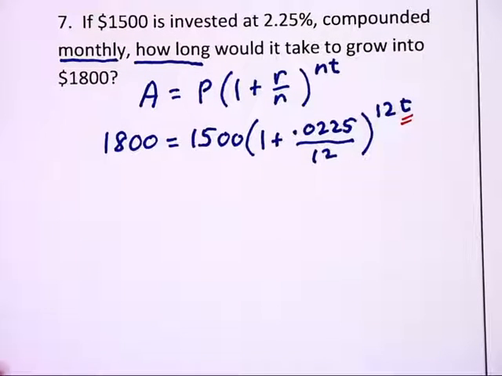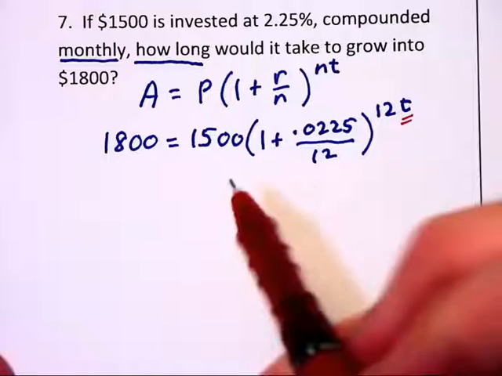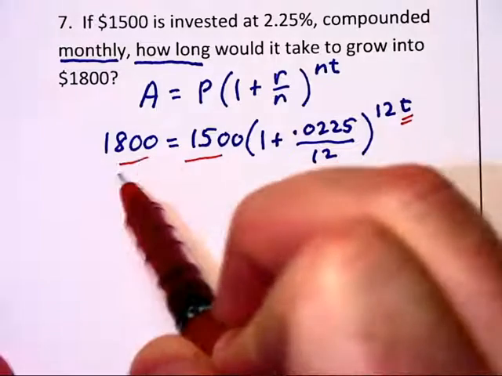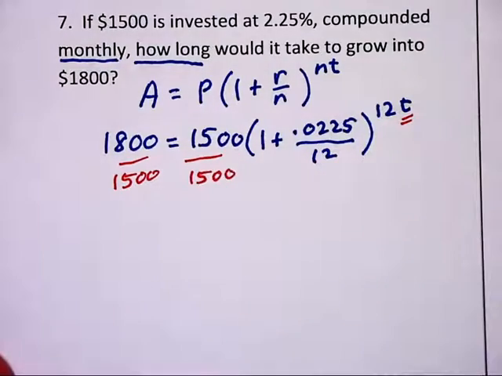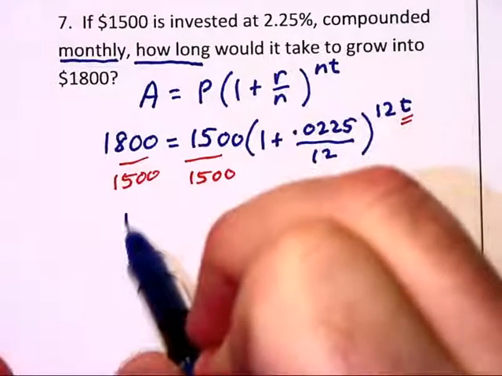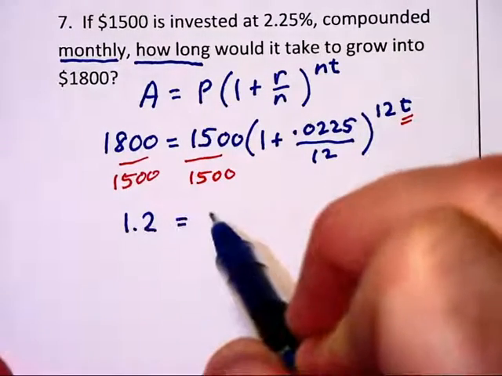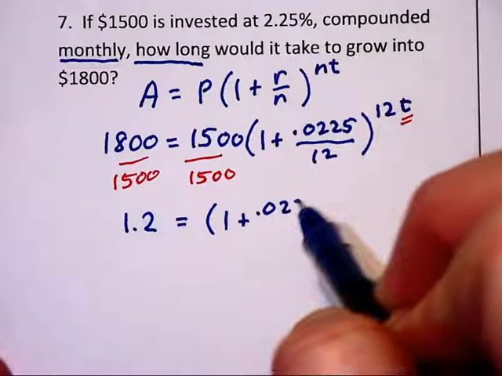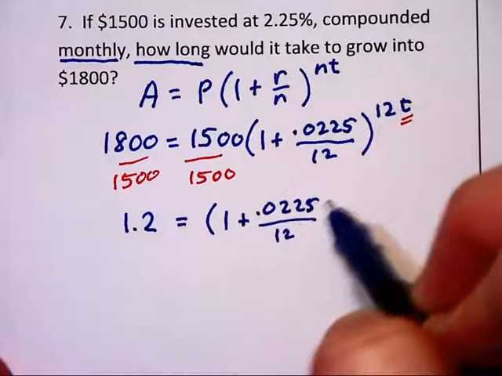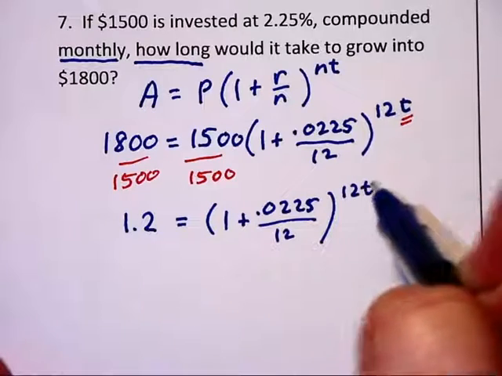This is a fairly common pattern, and what we're about to do, we're going to consistently do over and over and over again, and this is one pattern you need to get used to. First off, we want to divide by that 1,500 on each side. On the left, that will give you 1.2 equals 1 plus 0.0225 divided by 12 to the 12t power.